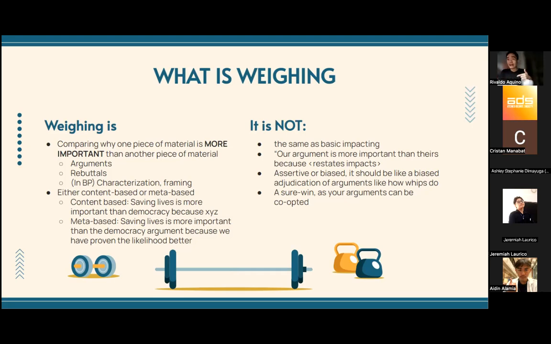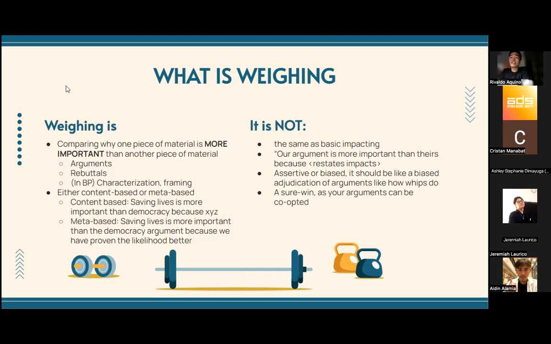So basically, in content-based weighing, you're saying that democracy is more important than lives, or vice versa. With meta, you're not necessarily saying that democracy matters less, but you're making observations about the democracy argument that make your own argument more valuable. Is that clear? I hope that's clear. If you have questions in the middle of the lecture, by the way, you can just drop them in the chat, because I think clarifying these things early on is important. Okay. A few more things of misconceptions of weighing, especially in today's method that doesn't do it enough.